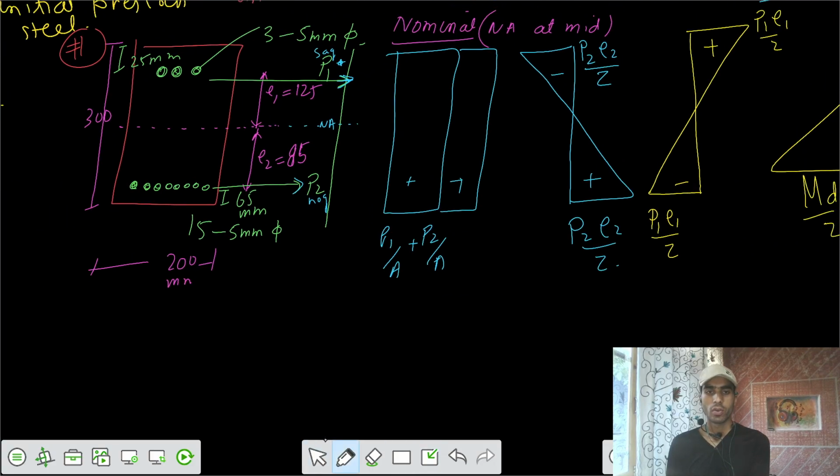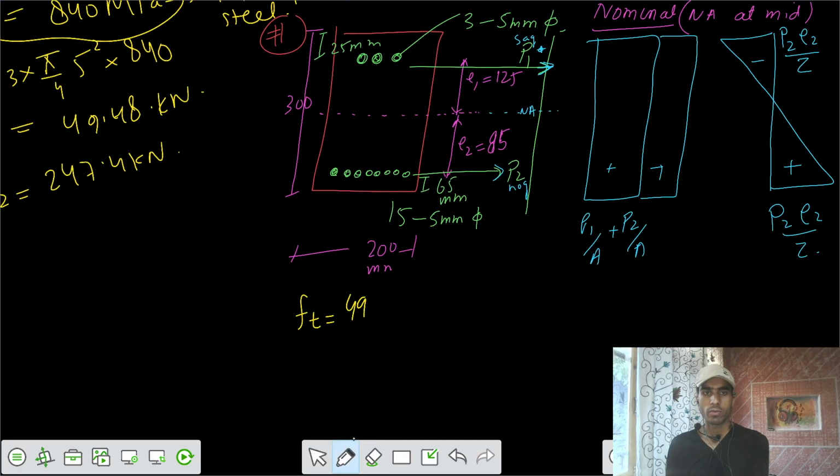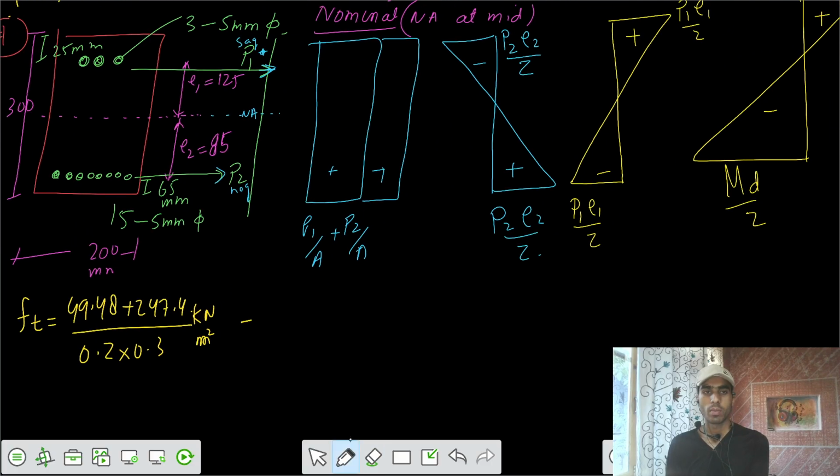What is the stress at the top? That is P1 plus P2 divided by A. So I can write 49.48 plus 247.4 divided by the area of the cross section, that is 0.2 into 0.3, in units of kilonewton per meter square. And the second stress is at the top.